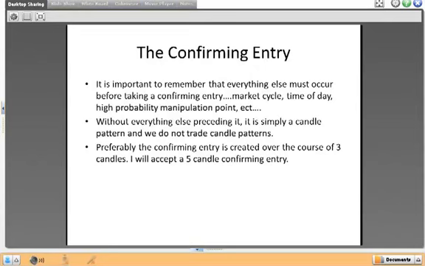The entry is generally taken on the 3rd candle. However, I will accept up to 5 candle confirming entries. This will all be perfectly clear here shortly. So does everybody have that written down, if they want to write that down? Hopefully I can just move on here. 3 15-minute candles, correct, Miles?